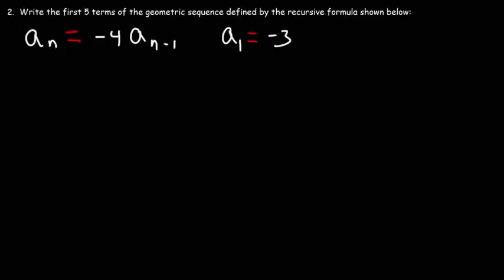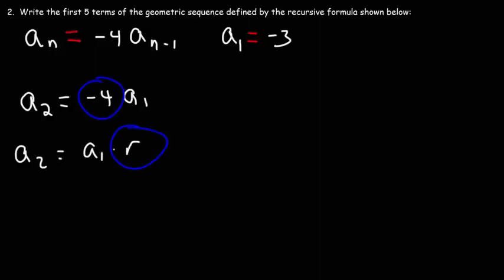then you know that the common ratio must be negative. Number 2, write the first 5 terms of the geometric sequence defined by the recursive formula shown below. So we're given the first term. When n is 2, we have that the second term is equal to -4 times the first term. And we know that the second term is the first term times r. So therefore r, the common ratio, must be -4.